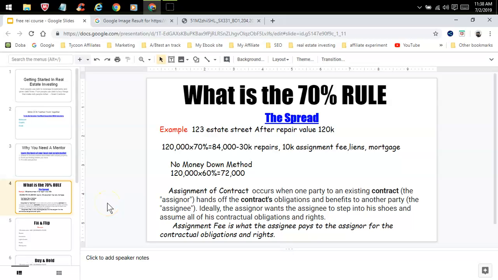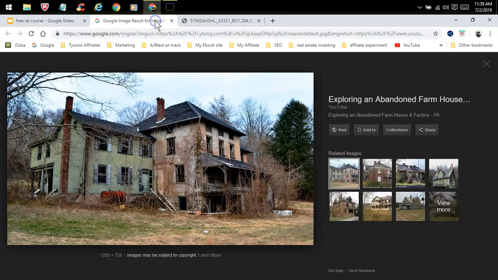What is the 70% rule? The 70% rule is the spread. There's no spread, there's no deal. Example, 123 State Street, after repair value is $120,000. This is 123 State Street.